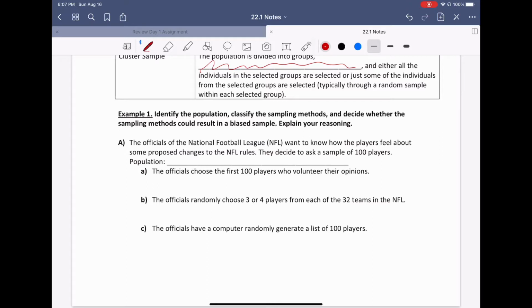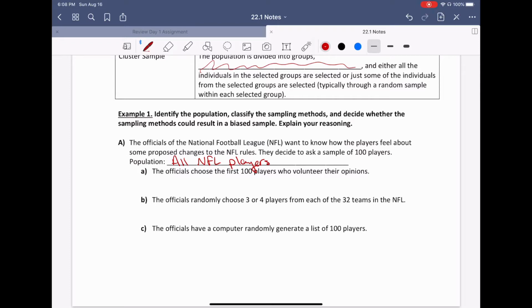Why would you say it is biased or not biased, and who would you consider to be the population? So, example A says the officials of the NFL want to know how the players feel about some proposed changes to the NFL rules. They decide to ask a sample of 100 players. So if we're looking at the population, who is it that they're interested in? They want to know how the players feel, right? So if we want to know how the players feel, who is our population? Our population would be all of the NFL players, right? How do they feel about the rules being imposed on them?